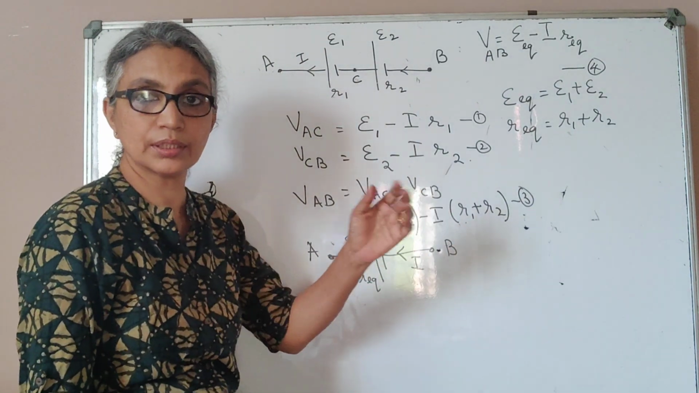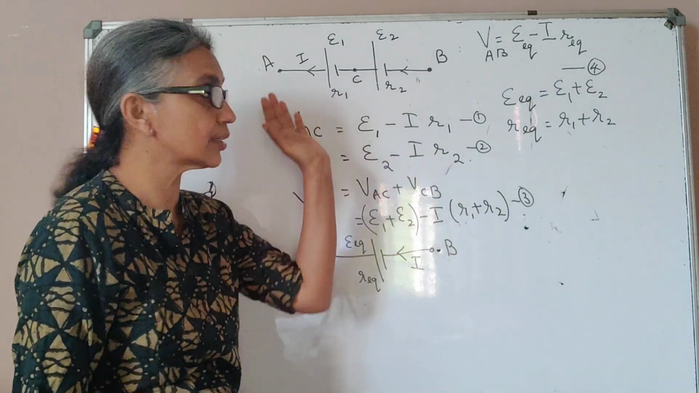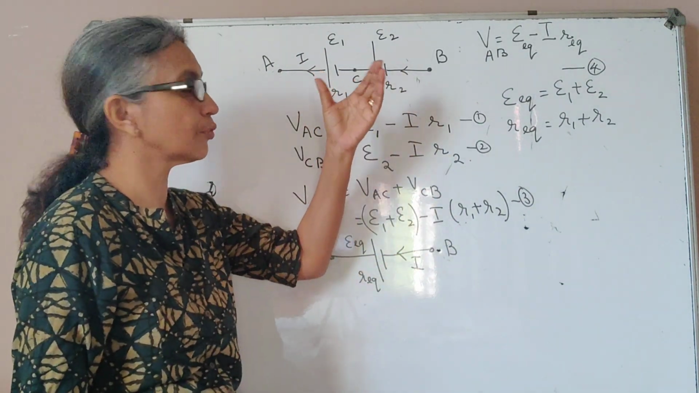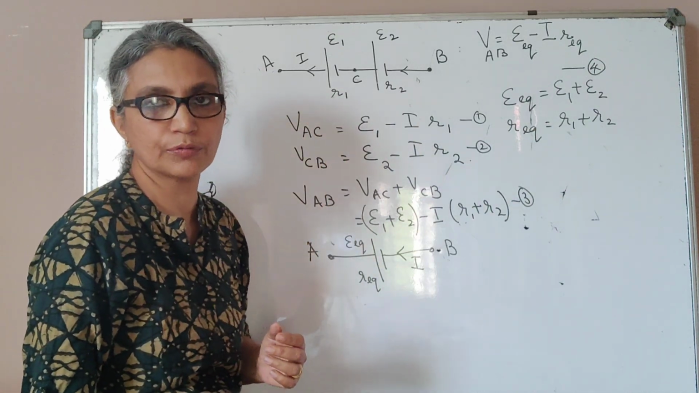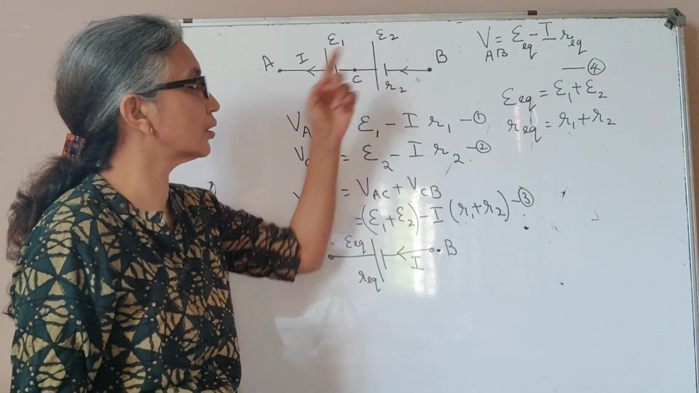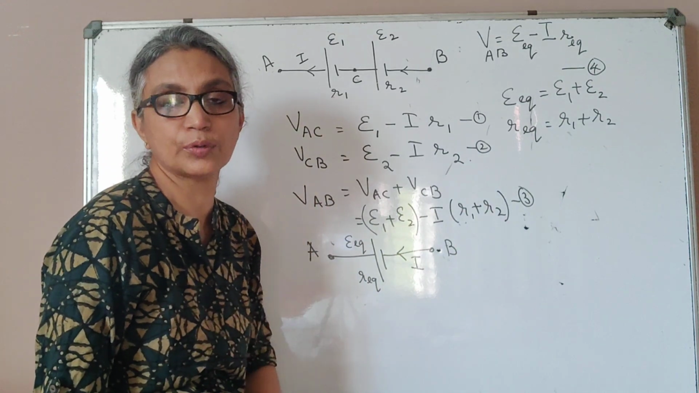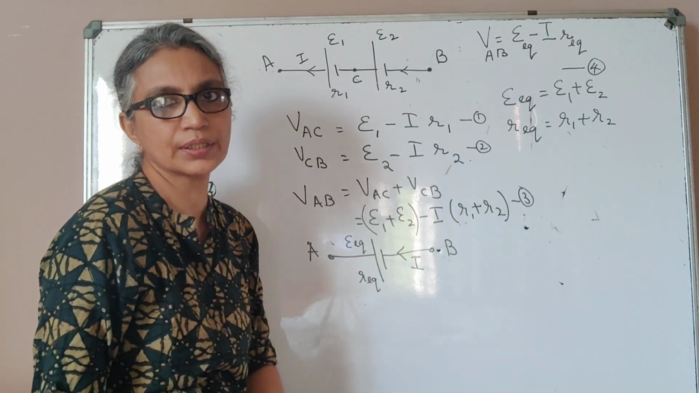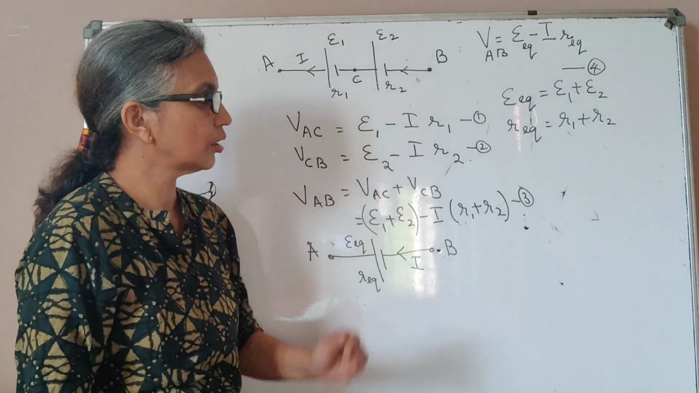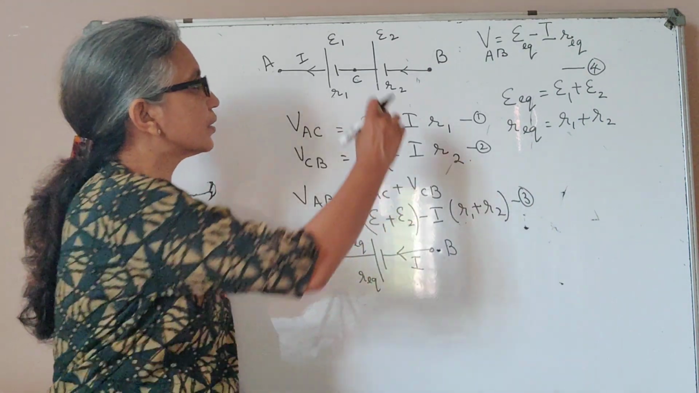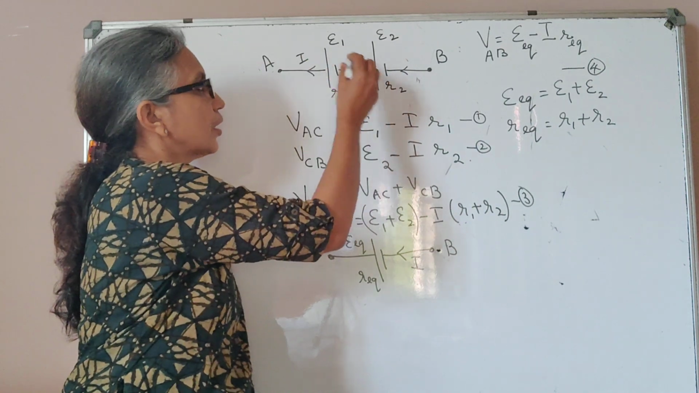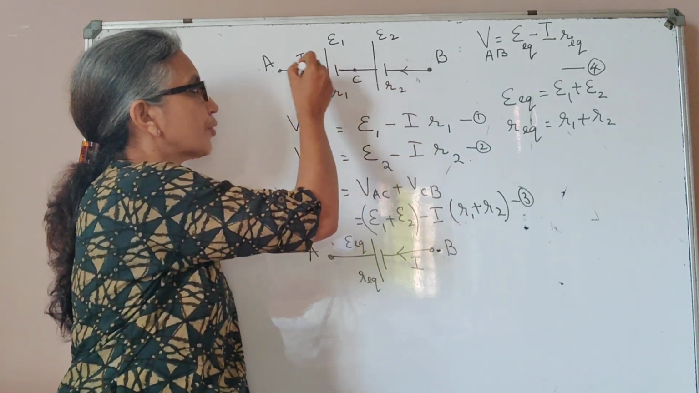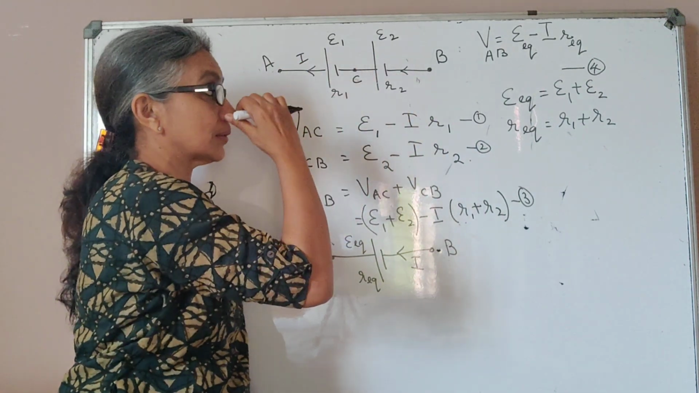So you have now seen that if you connect two cells in series, the effective EMF will be simply the sum of the two. For example, if this is 3 volt and this is 5 volt, then the effective EMF will be 8 volt. And the resistance also will get added up, R1 plus R2. Okay. Now suppose you have a case. So now you will see the current is in the same direction, positive away from the positive. So current is in the same direction.